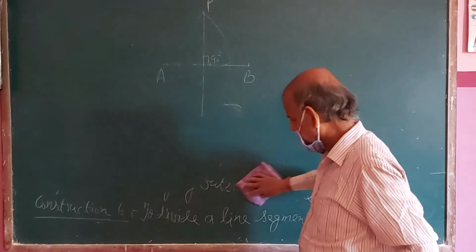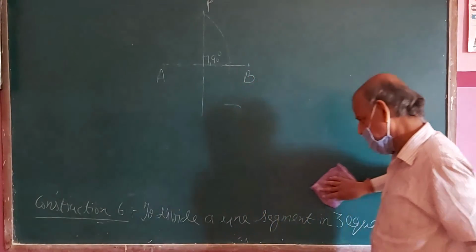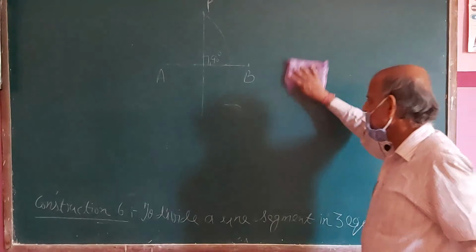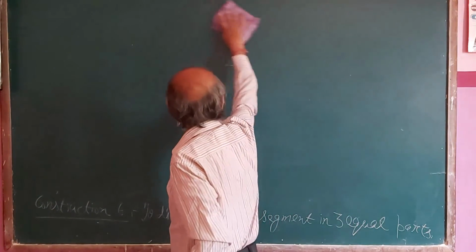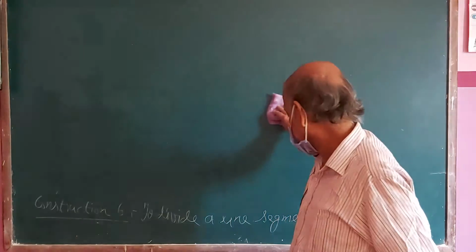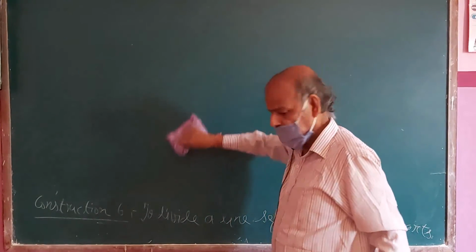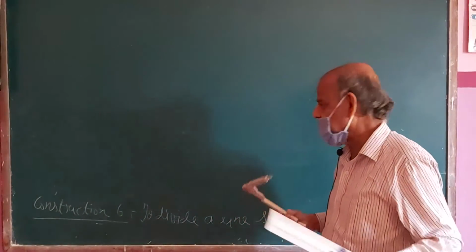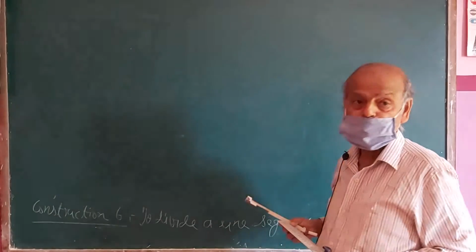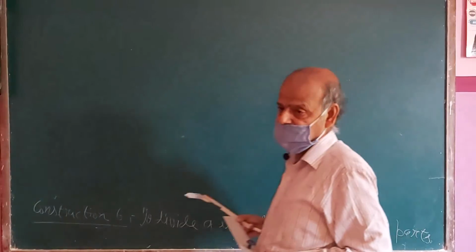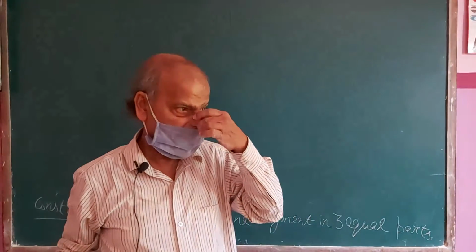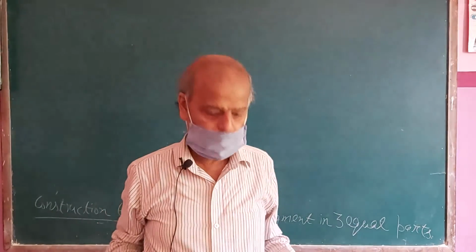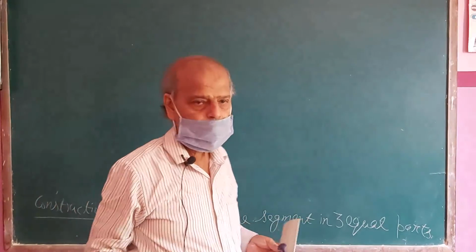Can you read it? This is very, very interesting. To divide a line segment into three equal parts. Another language is there. To trisect a given line segment. How will you do it? You can bisect it. How can you trisect it? It is a difficult job, or it looks like a difficult job. But you can do it like this.